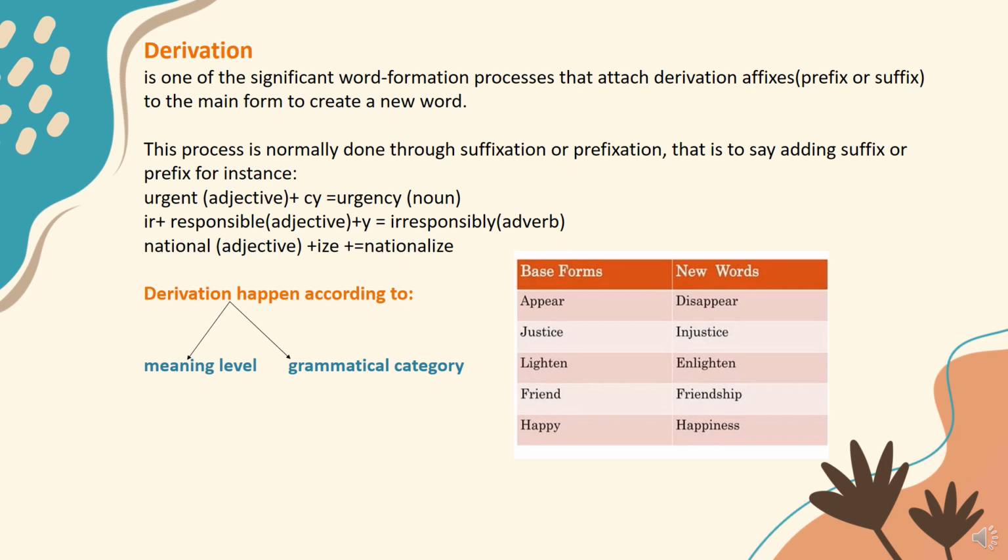Justice and injustice, here the meaning level also differs. Lighten and enlighten. Friend and friendship, happy and happiness. Happy, which is an adjective, becomes happiness, which is a noun.